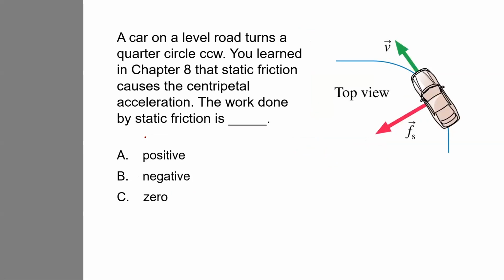Let's see. This we have just talked about in the zero work situation. When you have a car turning a corner, we know that static friction causes a centripetal acceleration. So the static friction is pointing inward, towards the center of the circle. And in this way, even though this is not equal to 0, and this also is not equal to 0, the angle between them is 90 degrees, so the work done by the static friction is 0.